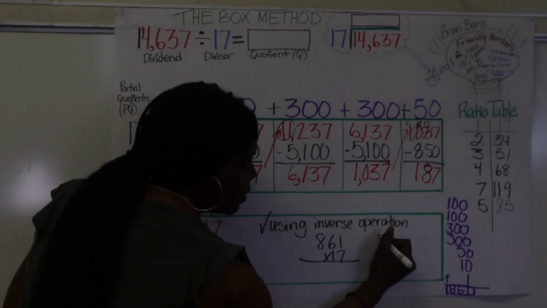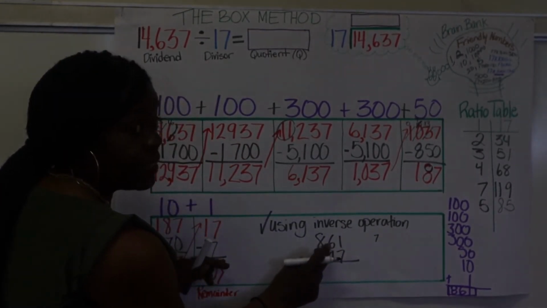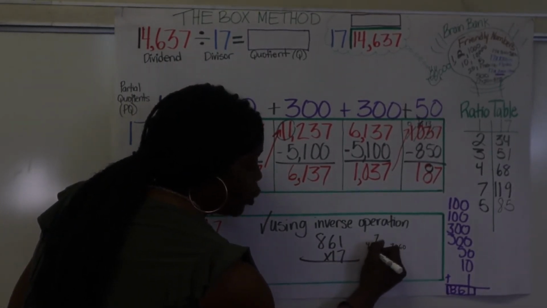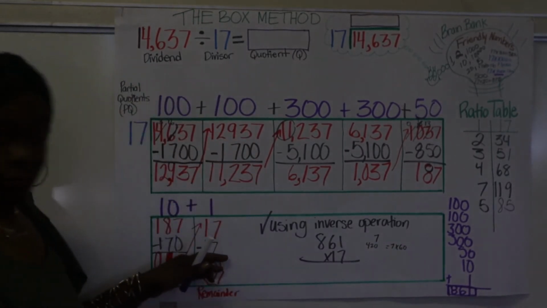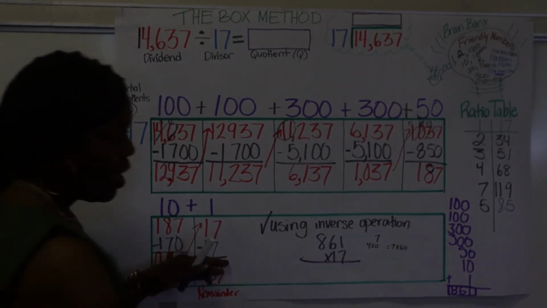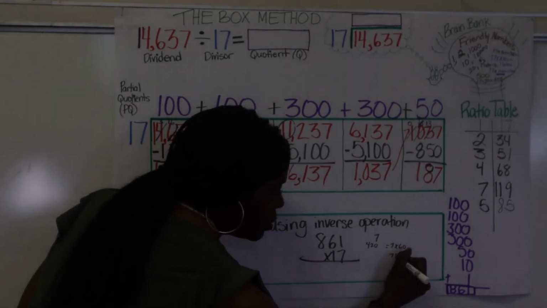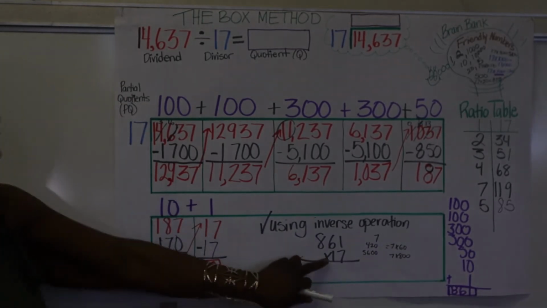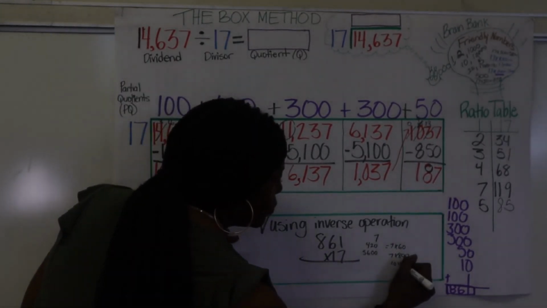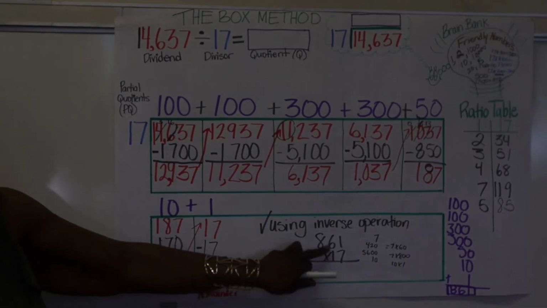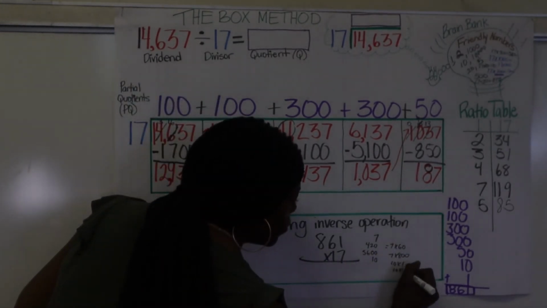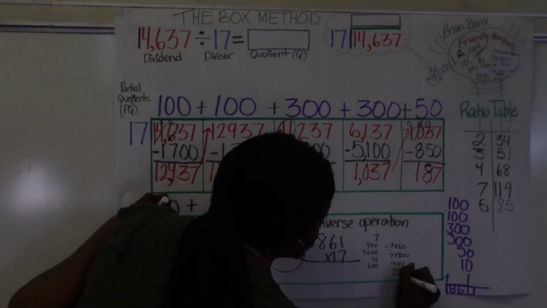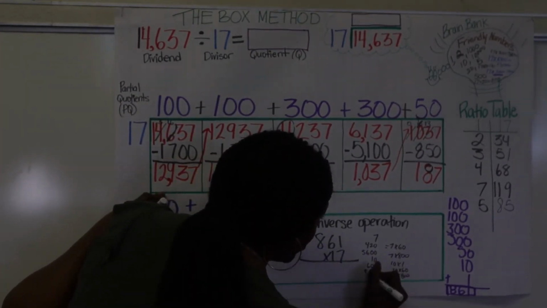7 times 1 is what? 7. 7 times 60 is 420, because 7 times 6 is 42, right? All right, 7 times 800 is 5,600. All right, 10 times 1 is 10. 10 times 60 is 600. And then 10 times 800 is 8,000. All right, add all that up.